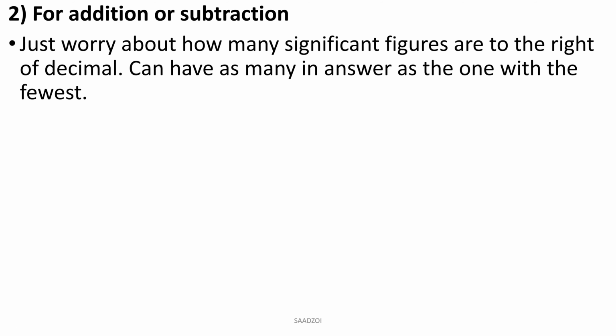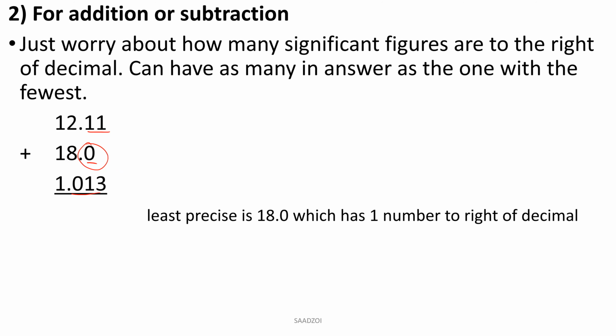For addition and subtraction, just worry about how many sig figs are to the right of the decimal point. The numbers to the left do not matter. We only worry about what's to the right. So look at your 3 values. You have 2 sig figs, 1 sig fig, 3 sig figs. So guess what your answer has to have? 1 sig fig. Do I care about how many numbers to the left? No, I do not. I only care about what's to the right. So your least precise measurement is 18.0, which only has 1 sig fig to the right.